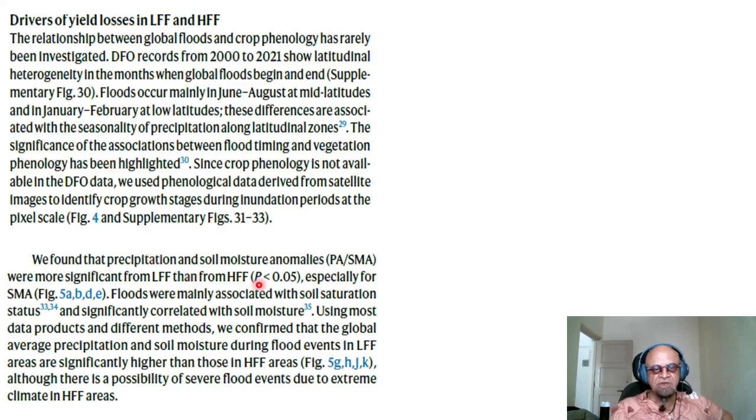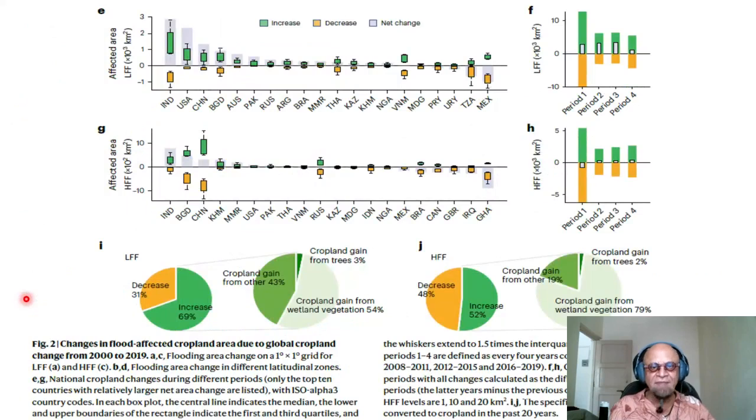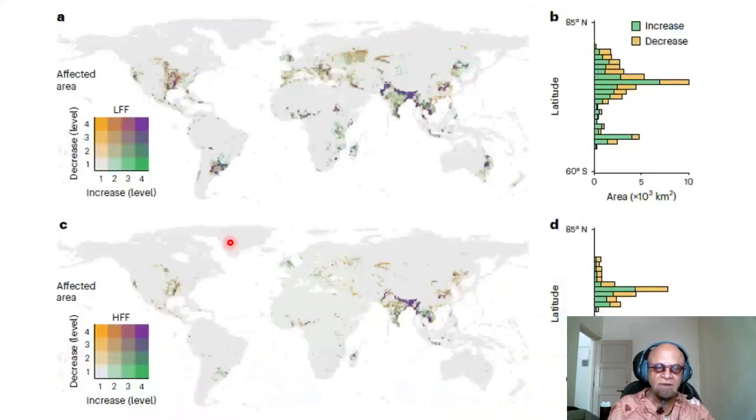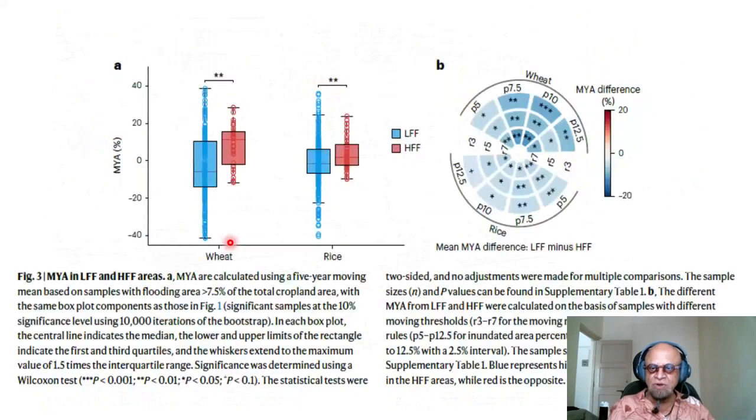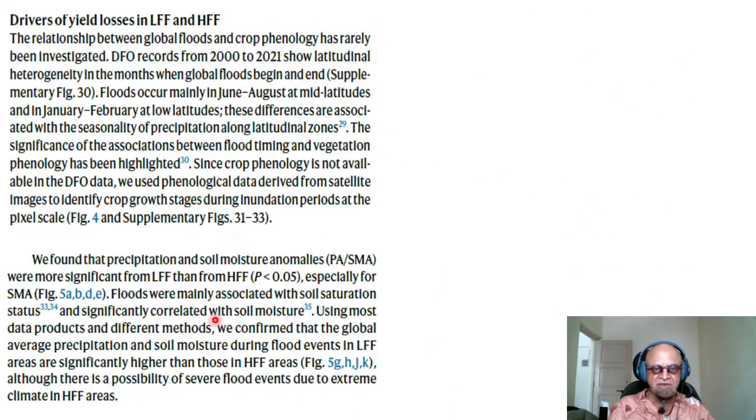We found that precipitation and soil moisture anomalies were more significant in the low frequency floods than for high frequency floods, with high significance, especially for SMA, the region. I should be more careful there, but please go back and look up which region corresponds to SMA. I should be able to guess it, but it's skipped my mind, so please go back and look.